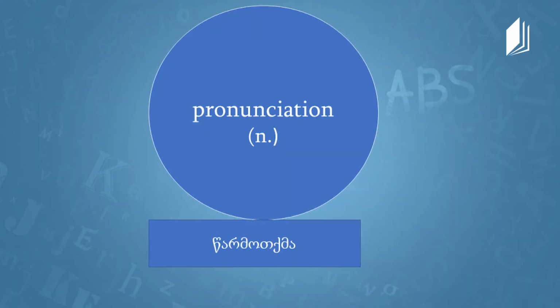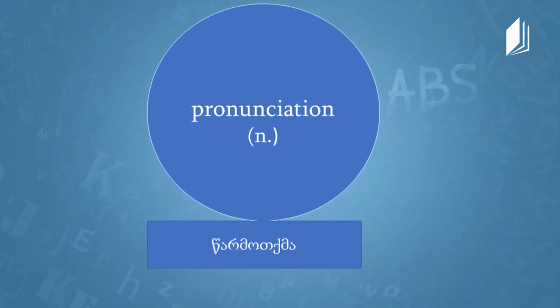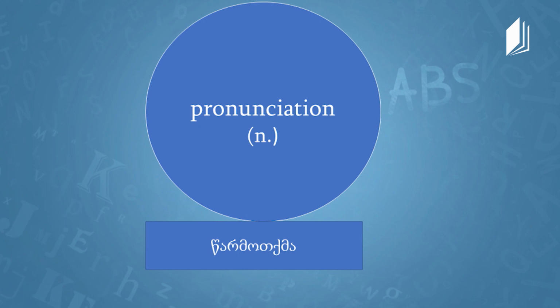And next we have pronunciation, which is a noun, and in English, it means the way that you say a certain word or a sentence in a language. Pronunciation in Georgian means წარმოთქმა. Pronunciation, წარმოთქმა.